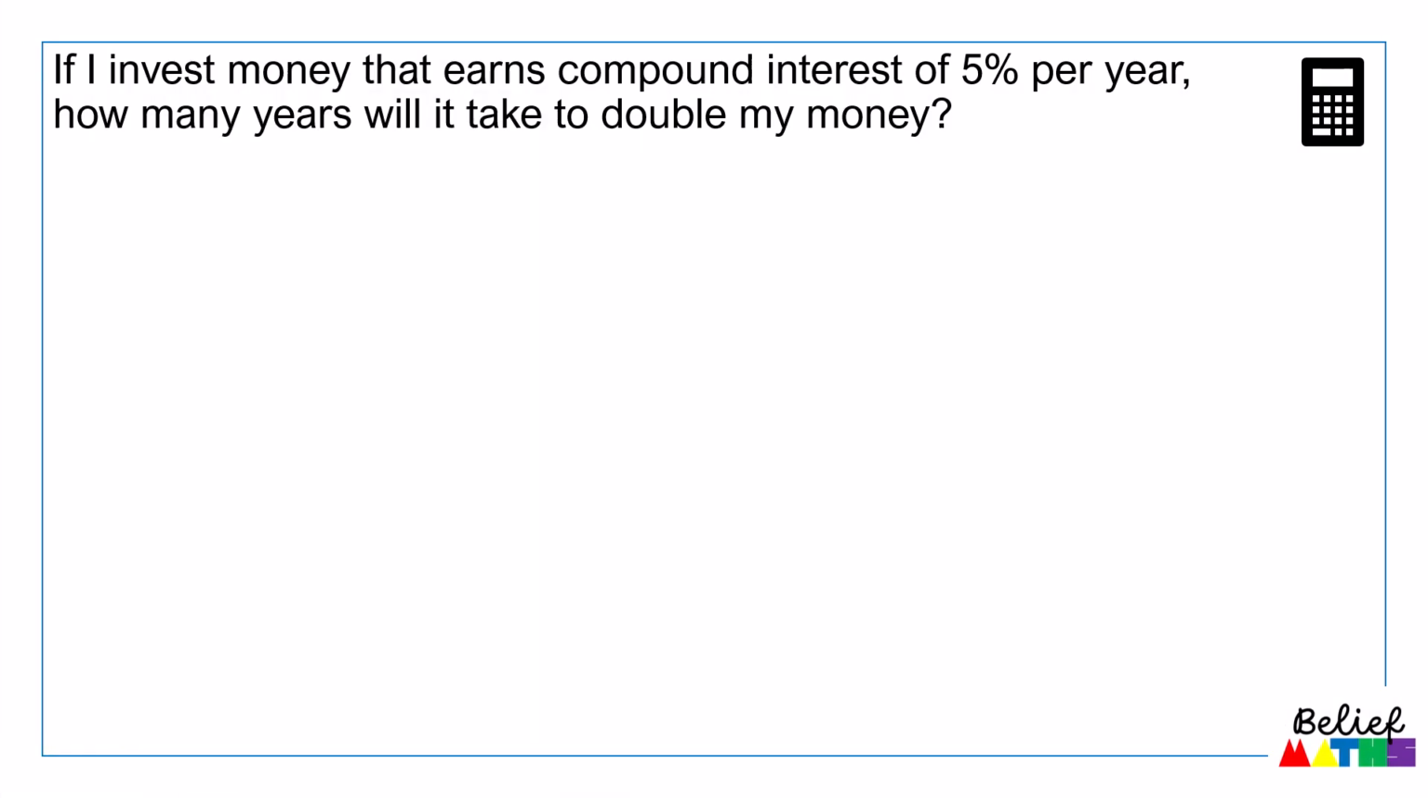Now the final question is an interesting one, because this is the one that tends to catch people out. Okay, so it says, if I invest money that earns compound interest at 5% per year, how many years will it take me to double my money? So we've got 2 options here, and I'm going to show you 2 different methods to do this. So method 1, and again in an exam you'd only do one of the methods.